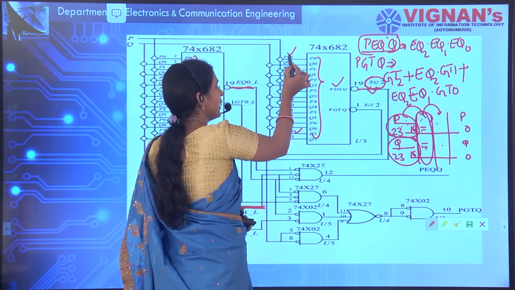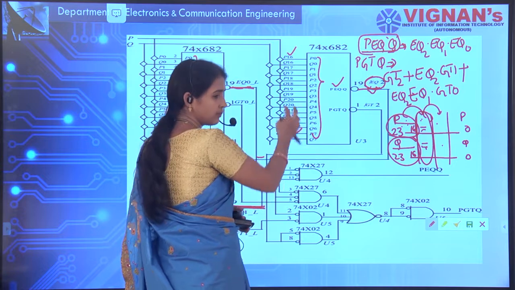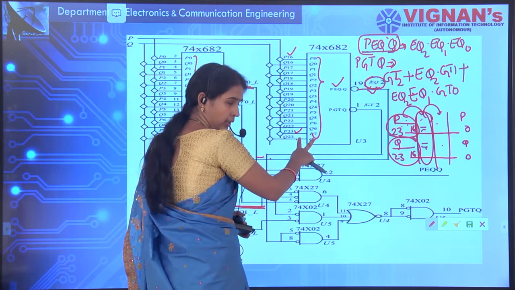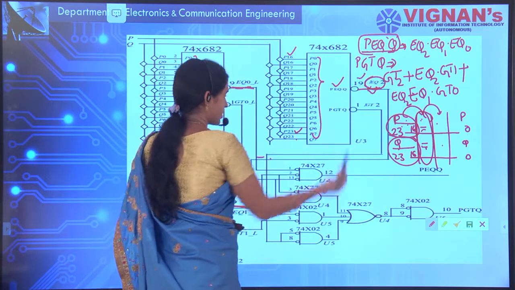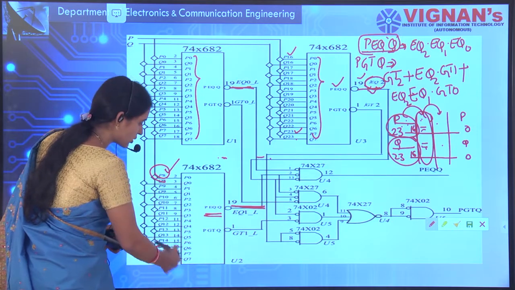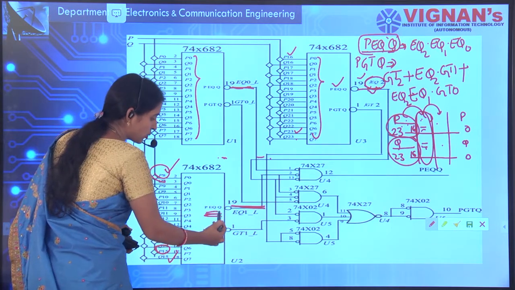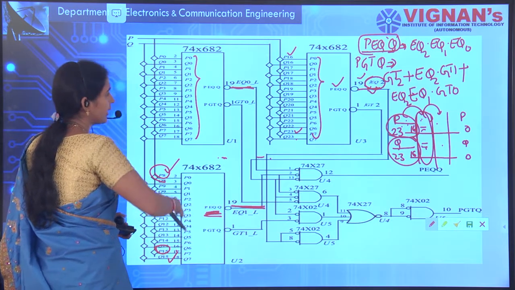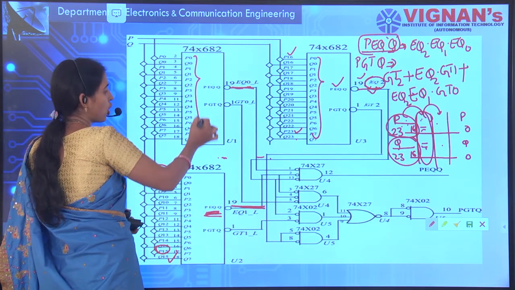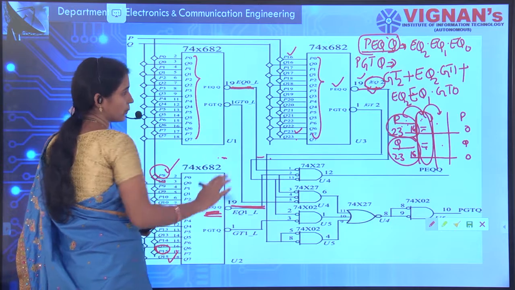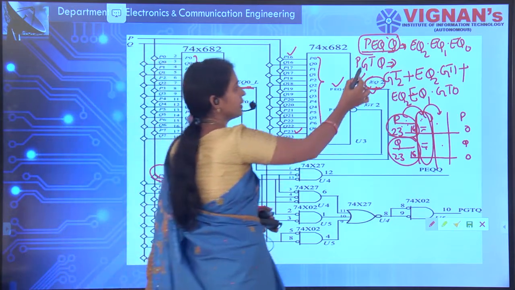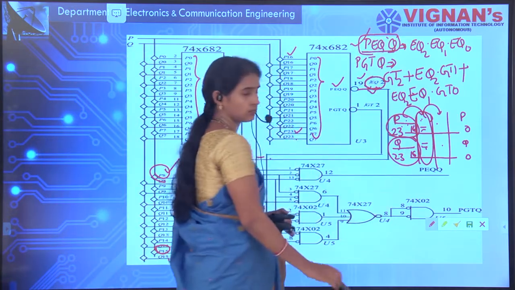So similarly, if P16 to P23 and Q16 to Q23, the higher order bits, are equal, again it will check for the next 8 bits. Yes, the next 8 bits were equal. Again it will go for the next lower 8 bits. Yes, they are equal. Then only it will tell that P is equivalent to Q.